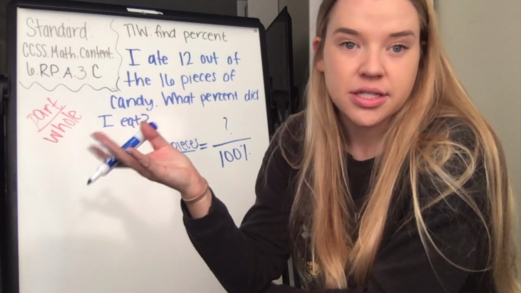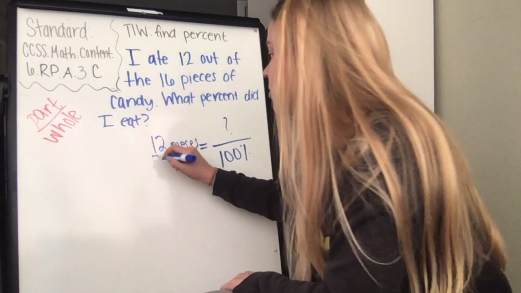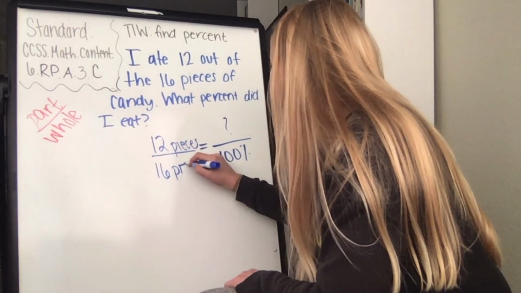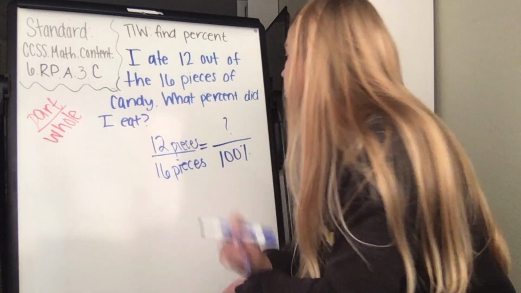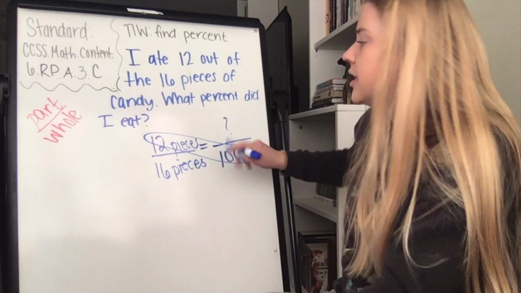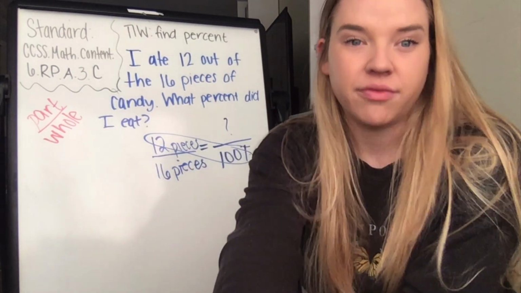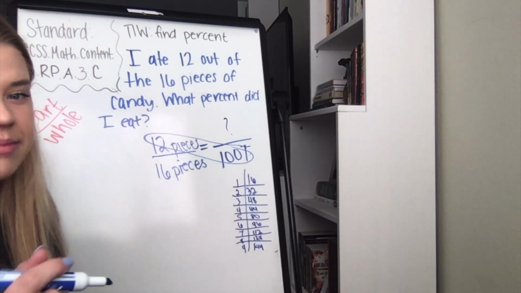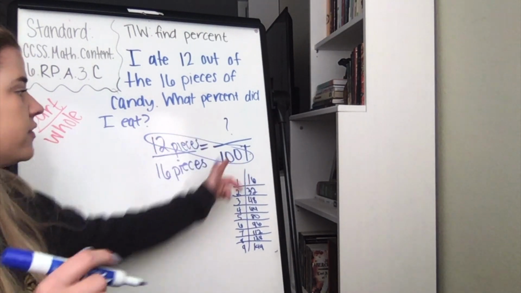And out of the 16 pieces of candy, so all of the candy that I had, in total I had 16 pieces. That would be my whole, right? So down here would be 16 pieces. Now in order to solve this, like I've done every time, multiply across, divide by what's left, pause, solve that.